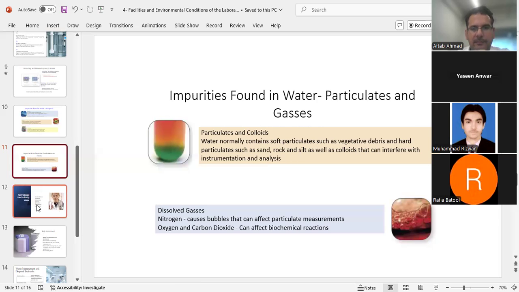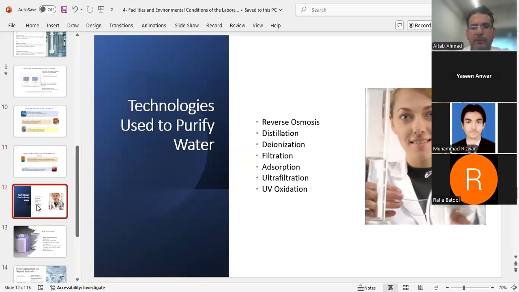So in the next slide, we are going to briefly discuss different technologies used to purify water. These are some of the technologies that we are using in our laboratories so we can purify water. For example, one of them is reverse osmosis. I think you are very familiar with this reverse osmosis technology, in which we use membranes and try to purify the water using those membranes. That's called RO water. We commonly use RO water in our laboratories.